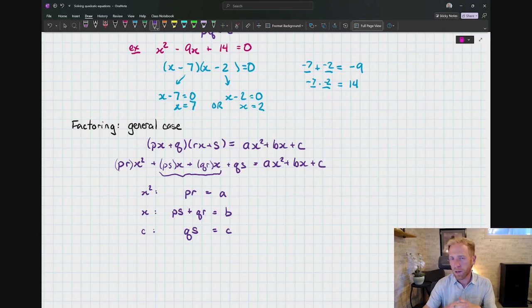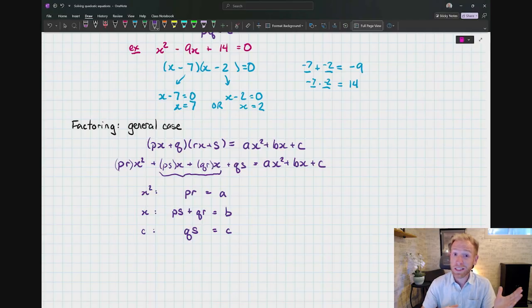Okay, with these three equations, you might even be able to use a bit of a guess and check method. You're going to be trying to think about what factors of a there are. The various different factors of a are going to be your p and your r. What are the different factors of c? That's going to be your q and your s. And then hopefully, if you've picked those four values correctly, you can make sure that ps plus qr does add to b. Just guessing and checking, there probably aren't that many factors depending on what the values are for a and for c.